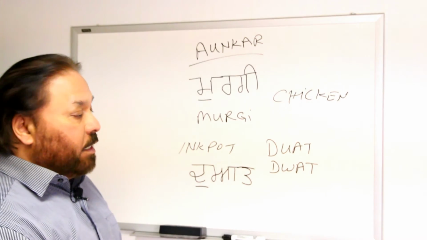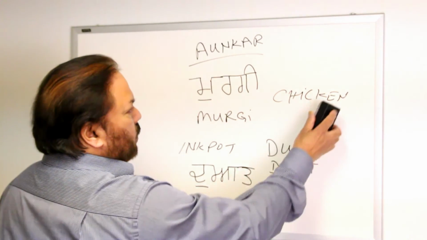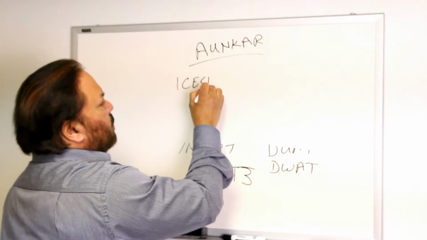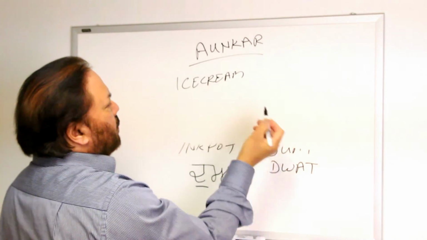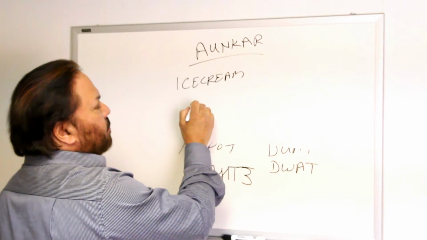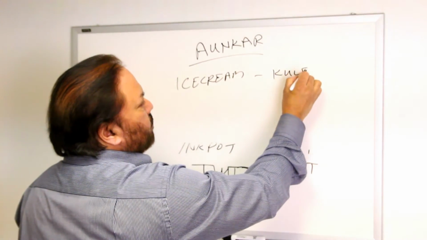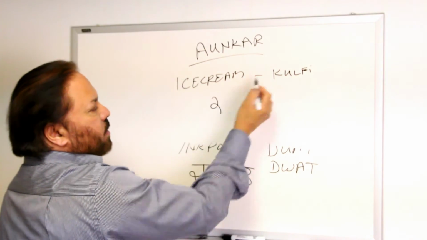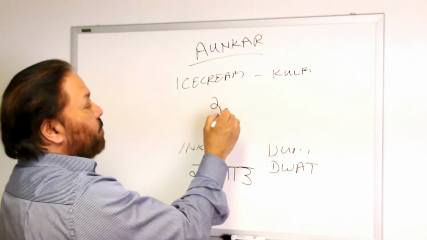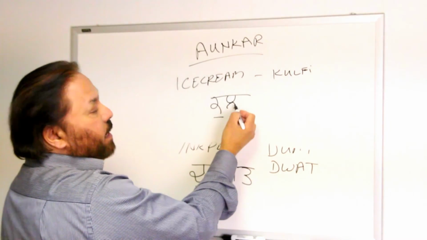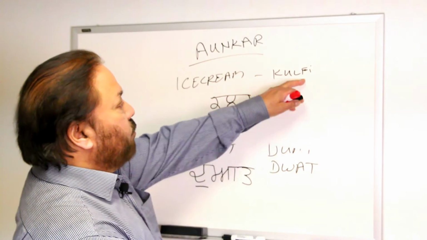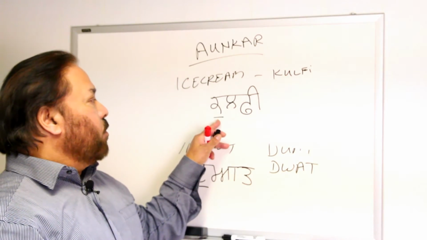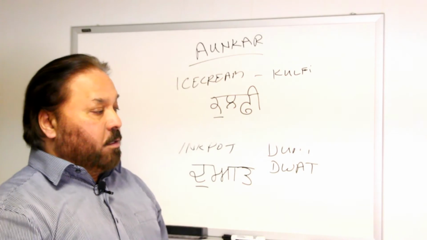There is another word we call ice cream. We call it kulfi. We can write it down in Punjabi like this: kulfi. Kaka for K, AUNKAR because this is kulfi, lalla for L, fafa for F, and Bihaari. This is pronounced kulfi, so kaka, AUNKAR underneath, lalla, fafa, kulfi.